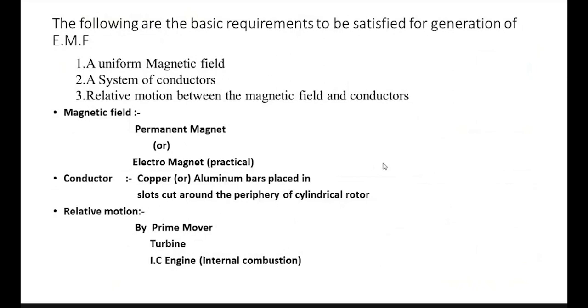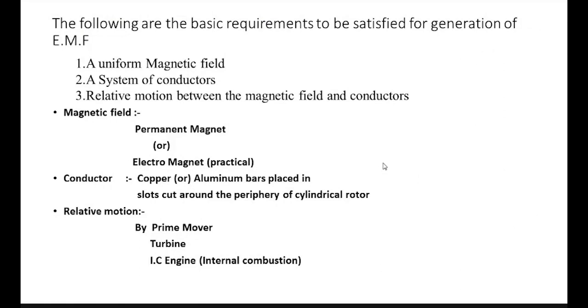Next, there are basic requirements for the generation of induced EMF in a DC generator. What are the basic requirements? The first is a uniform magnetic field. Next is a system of conductors. The third is the relative motion between the magnetic field and the conductors. These three things are very important to satisfy the generation of induced EMF in a DC generator.